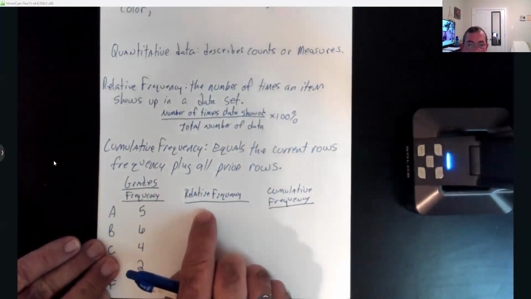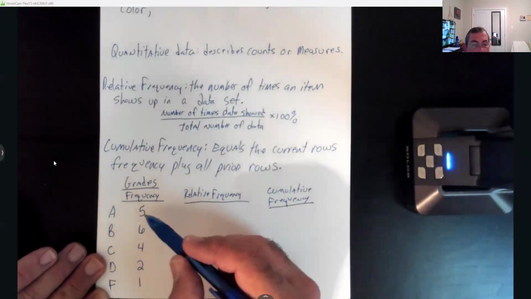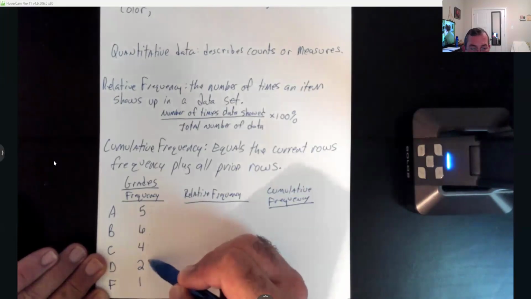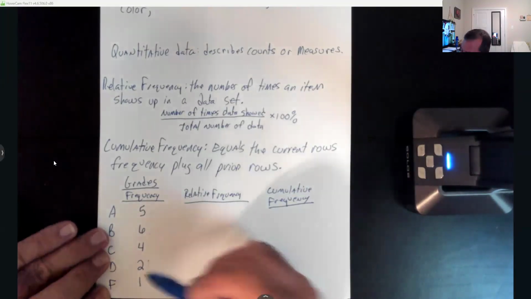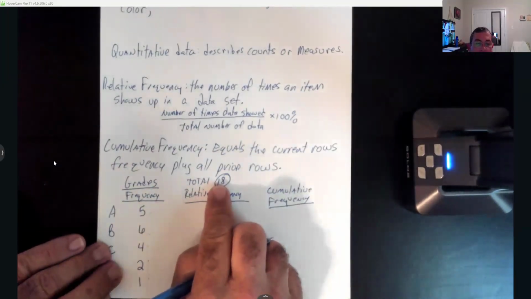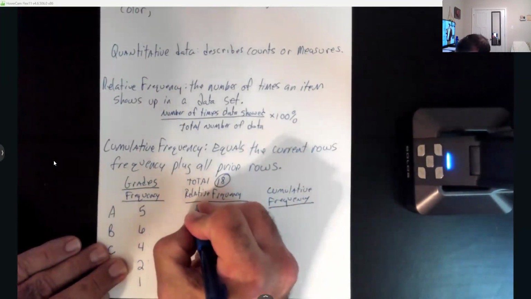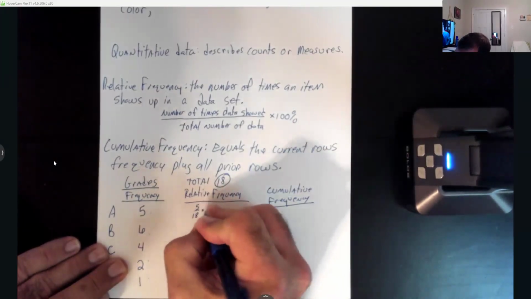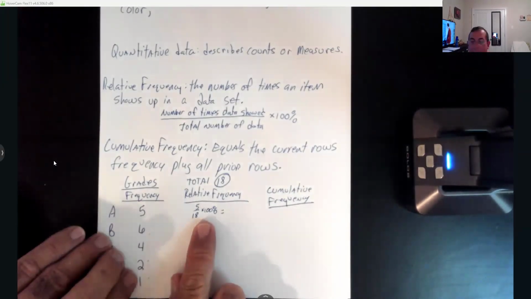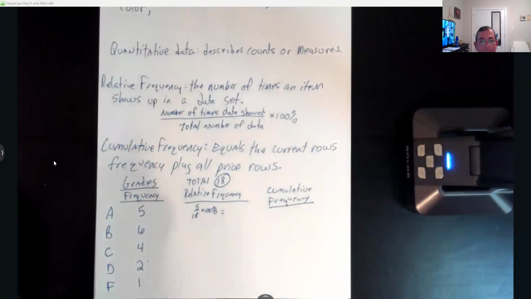So my relative frequency is going to be like a percentage. So let's see how many we had total. 5 and 6 is 11, plus 4 is 15, plus 2 is 17, plus 1 is 18. So in total, we had 18 grades. So to figure out the relative frequency of A's, we take 5, divide by 18, and then multiply by 100%. So once we divide that and multiply by 100, we'll have our relative frequency.